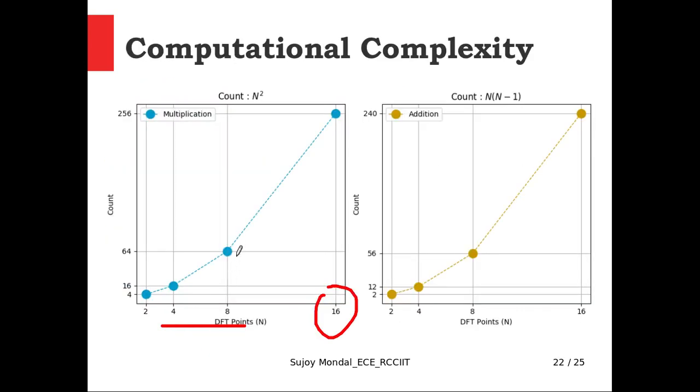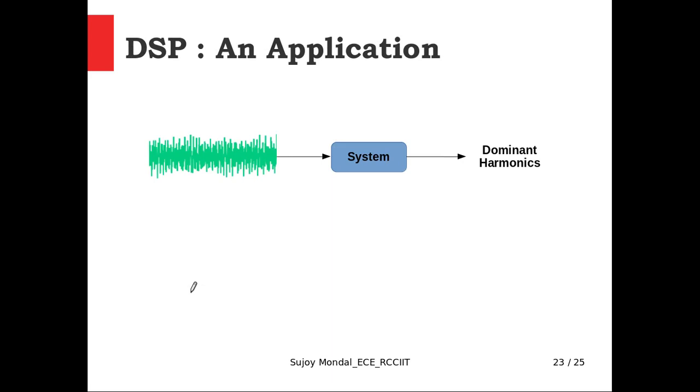So to avoid a very high computational complexity, we have to reduce the number of sample points in the DFT computation. Now, an application. Let's say that you are given an input signal which consists of multiple frequency components, pure tones, multiple harmonics you can say.